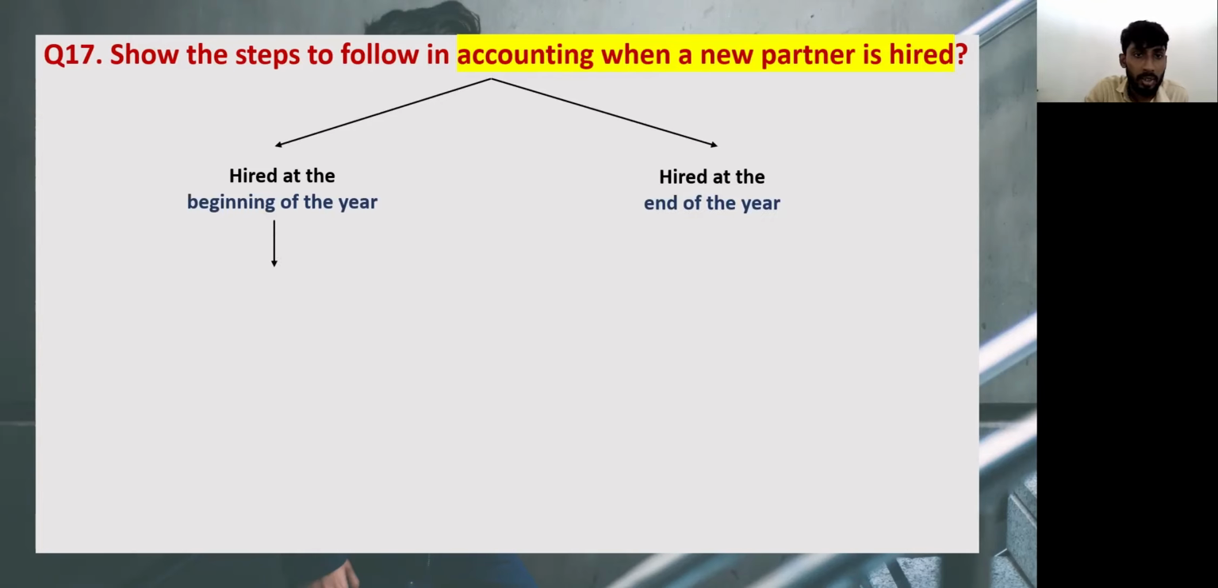If it happens at the beginning of the year, there are a few things you need to keep in mind. The first main thing is, if the new partner is hired at the beginning of the year, do we need to give profit to him? Yes, we need to give profit to him. Why? He is there for the entire year, so he is entitled to the profit. Keep that in mind.